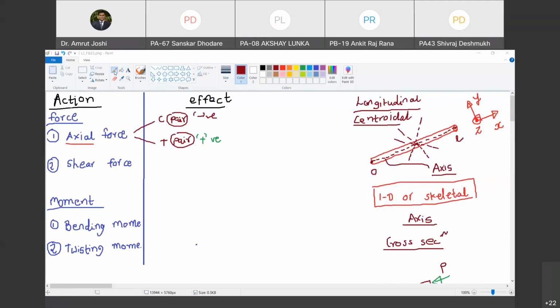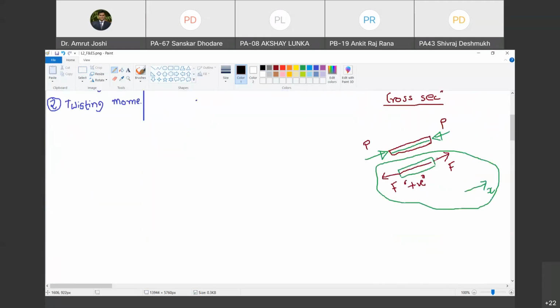Now, can you quickly tell me what is the effect of this axial force? Let us say it is compressive in nature, and let us say it is tensile in nature. So, what is the effect? Change in length. Yes, change in length. If it is compressive, there is shortening of the length. Do you agree with me? Yes, sir. And if it is tensile in nature, then there is elongation of length. However, instead of saying change in length, we will say that it is relative deformation along the axis. Do you agree with me?